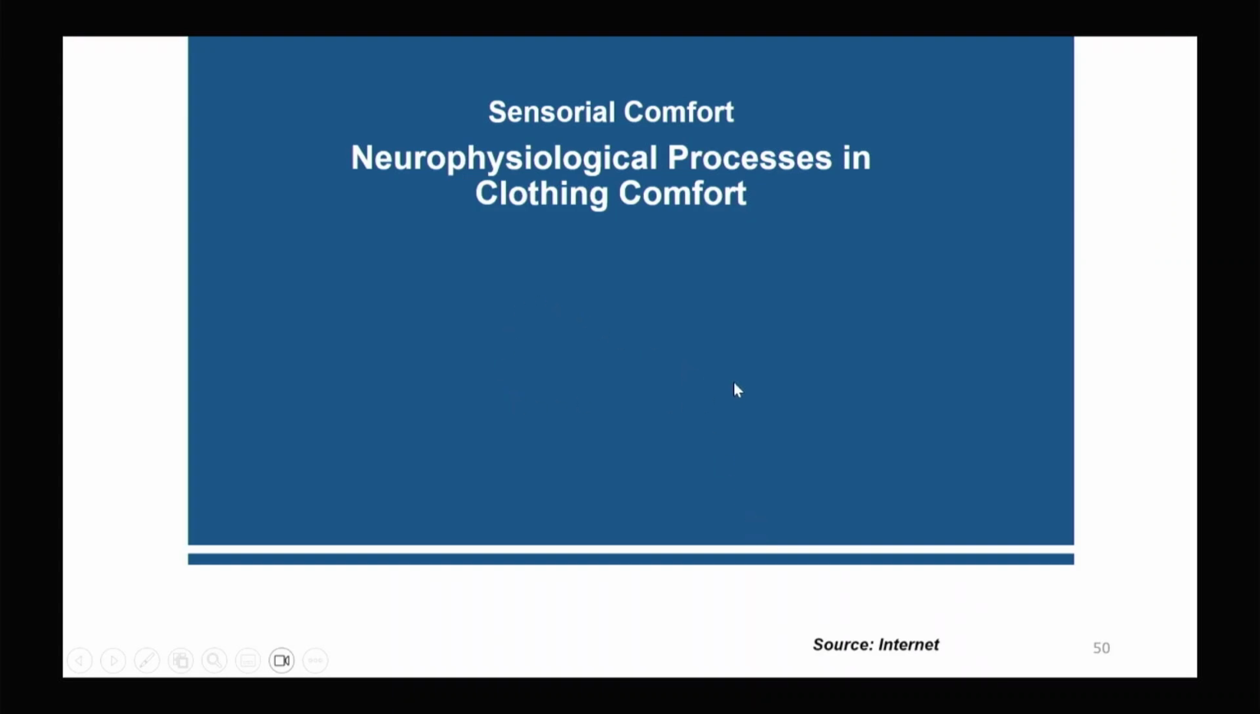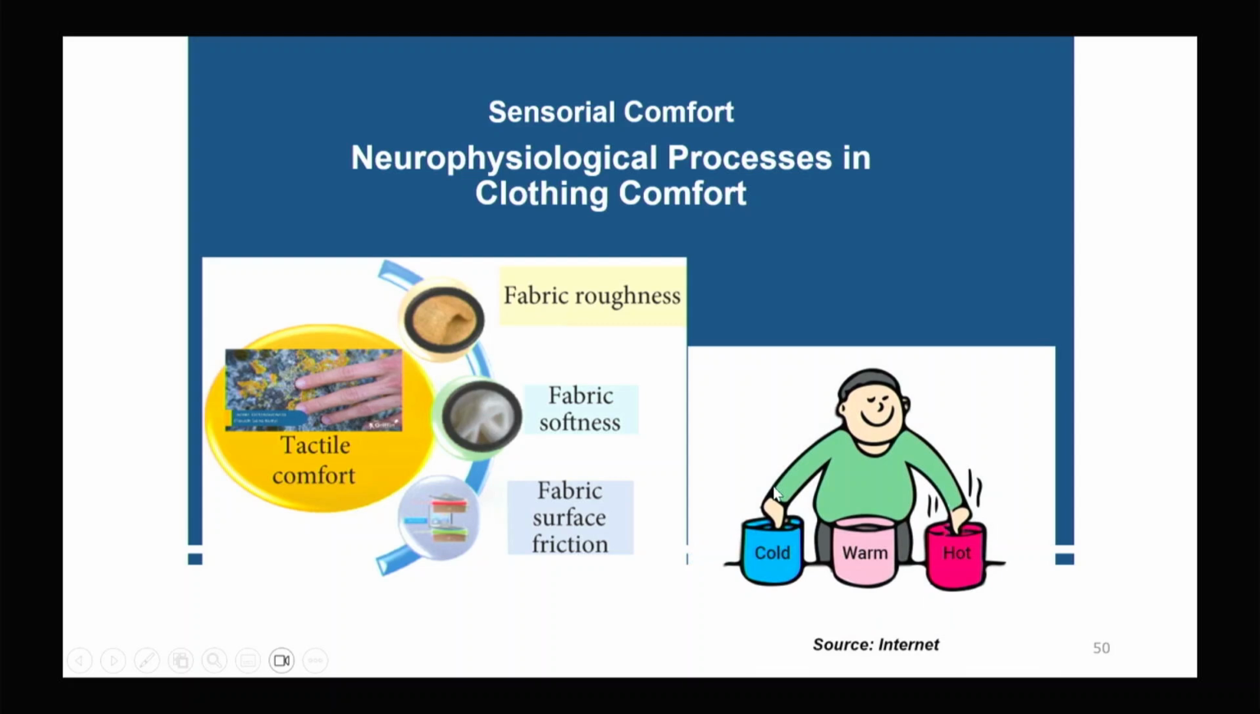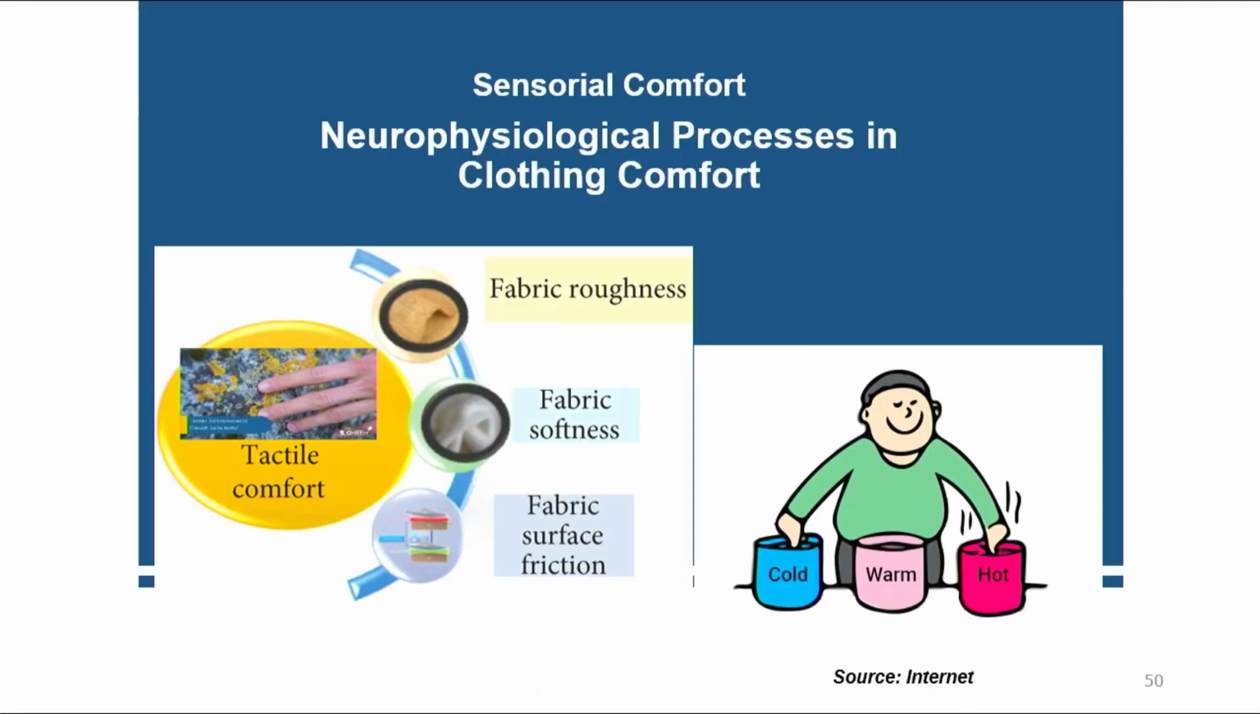Now, sensorial comfort, which is a neurophysiological process in clothing, deals with two aspects. One is the physical tactile aspects. Tactile aspects are actually fabric roughness, fabric softness, fabric surface friction, and another is whether it gives a warm or cool feeling. One is tactile comfort, then it deals with the warm or cool touch, warm, hot, cool.